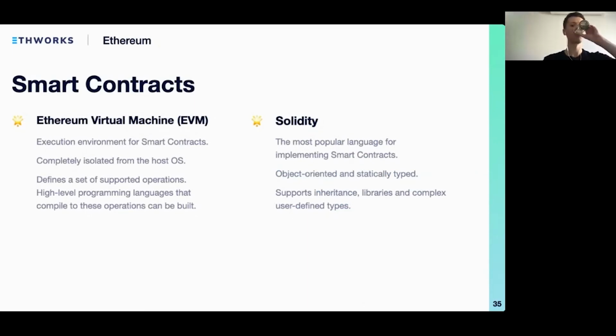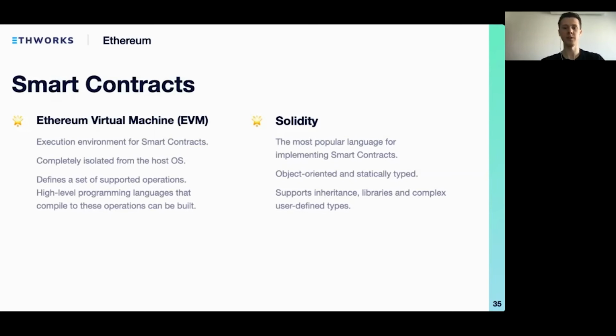Okay, let's talk a bit more about smart contracts. They are executed on something called the Ethereum Virtual Machine. You can think of it as similar to other virtual machines. For instance, if you ever coded in Java, you have the JVM. Java is compiled to a bytecode that is executed on the JVM implementation. Similarly, in Ethereum, we have higher level languages like Solidity, which are compiled down to EVM bytecode, which in turn is executed on the Ethereum Virtual Machine.